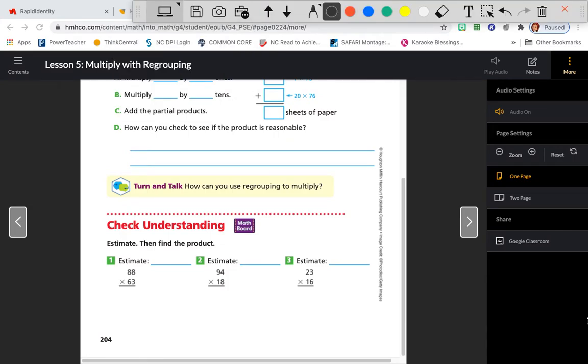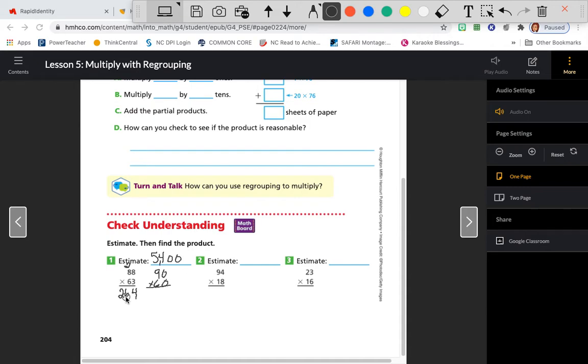All right, let's look at your Check Understanding. The first thing that it wants us to do is estimate. So we need to rewrite these to the nearest 10. We have 88, which is close to 90. 63 is close to 60. And then we multiply those. 9 times 6 is 54, and you have 2 zeros, so 5,400. Now we're just going to multiply. We start with the ones. 8 times 3 is 24. I'll put a 4 in the ones, 2 in the tens. 8 times 3 is 24 again, 25, 26. So that's 264.